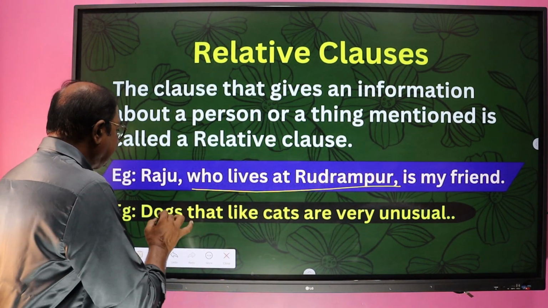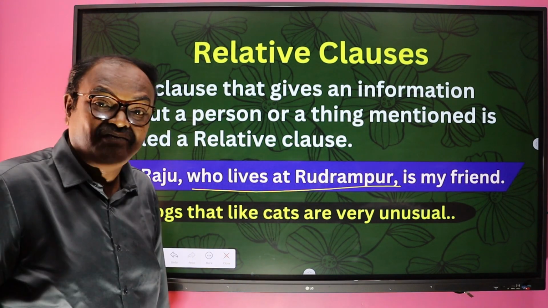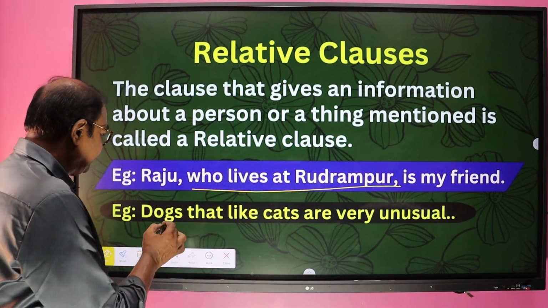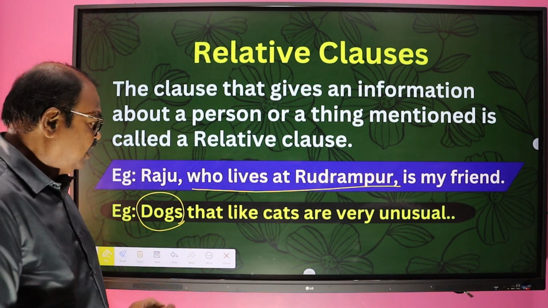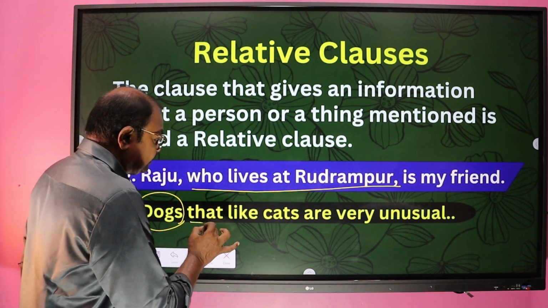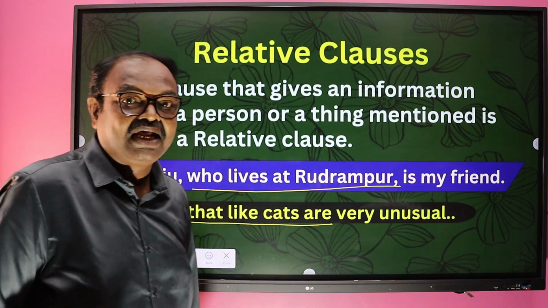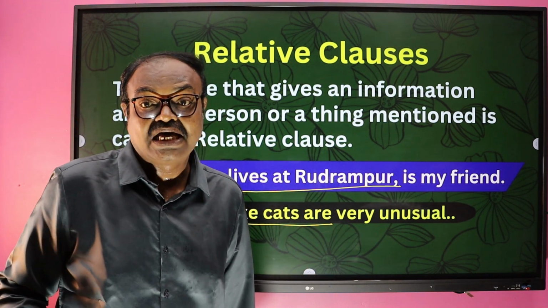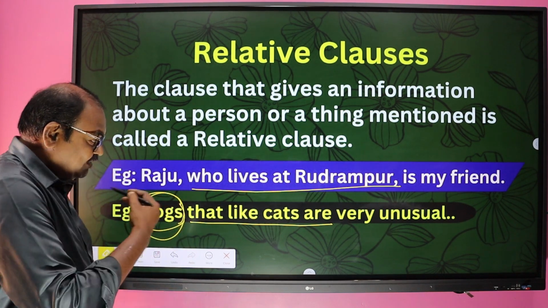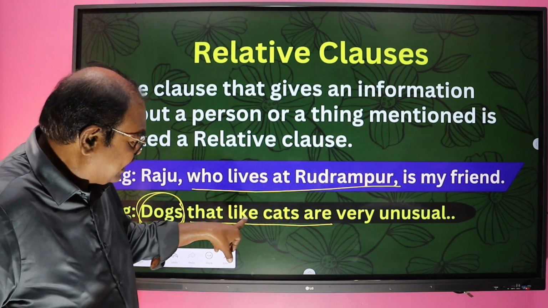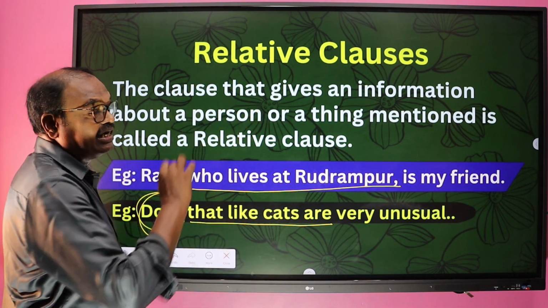Okay, another sentence. Dogs that like cats are very unusual. So here, the sentence is talking about dogs, a noun. See, that like cats gives some information to dogs. So this is also a relative clause.